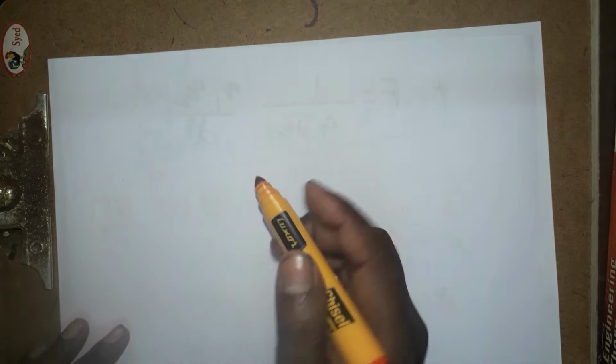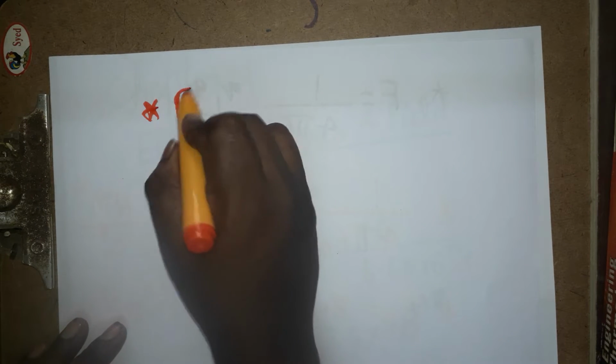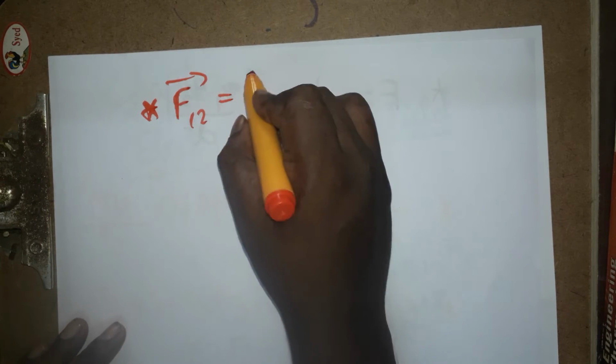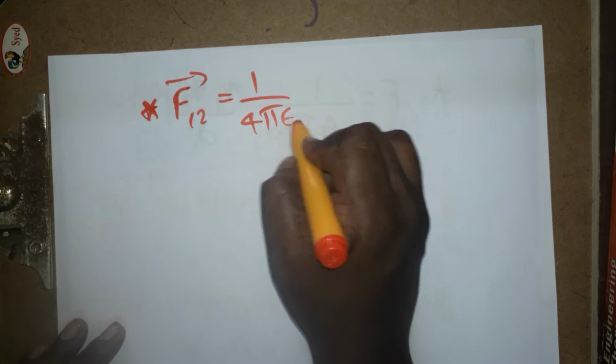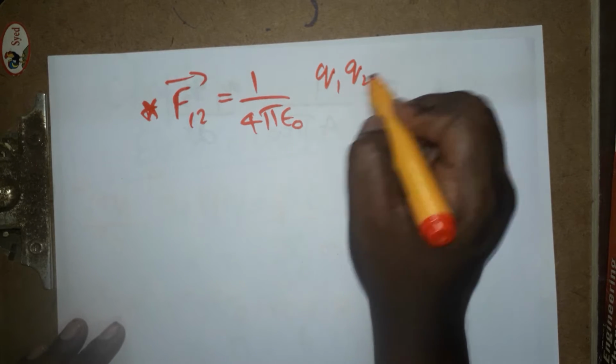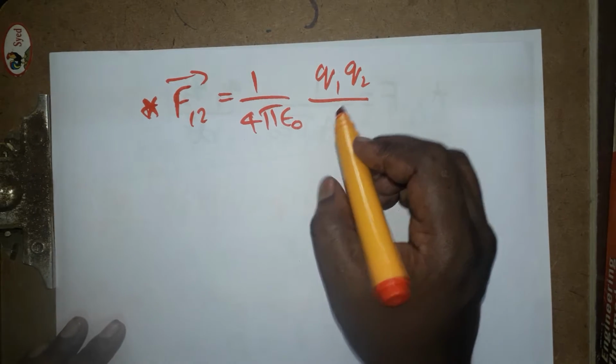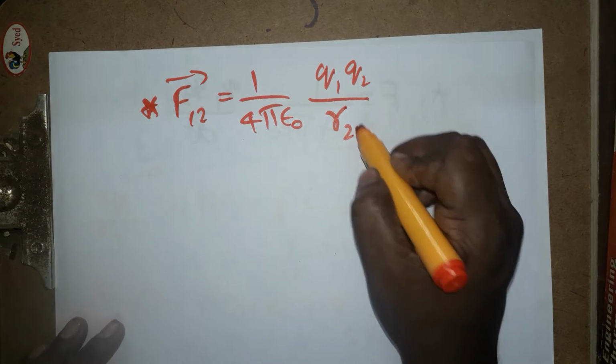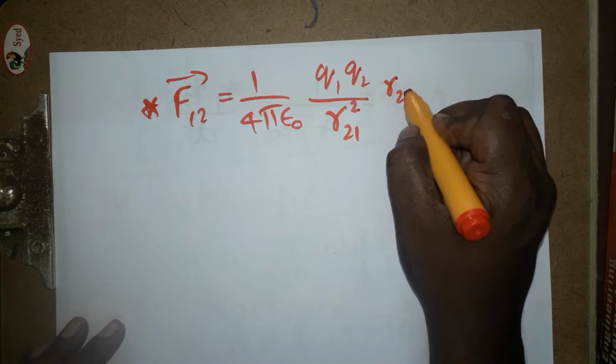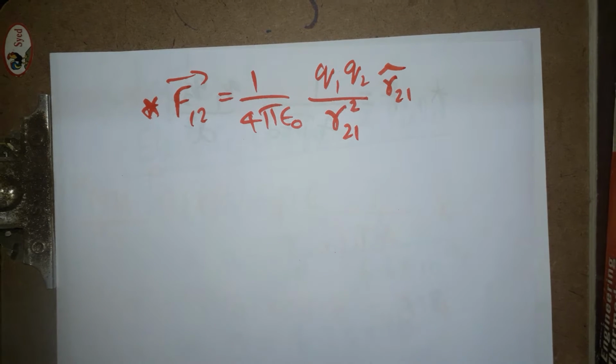Coulomb's law in vector form: there are two ways we can write it. The first way is F, the force on the first charge due to the second charge, which is 1 divided by 4 pi epsilon naught, q1 q2, the interaction between the two charges, divided by r21 square, r21 cap. In this pattern you can write it, otherwise you can write it in another way.